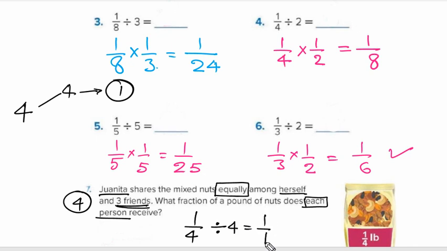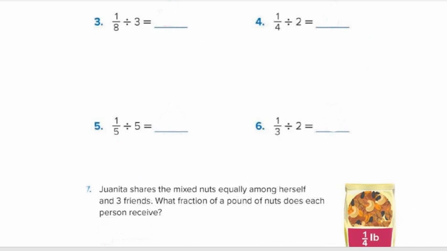How do we solve it? 1 over 4 times 1 over 4. So now you know what mistake you have made, because you have taken only 3, but here it is herself and 3 friends. So total is 4. 1 times 1 is 1, 4 times 4 is 16. That's your answer. Let's move on to the next question.